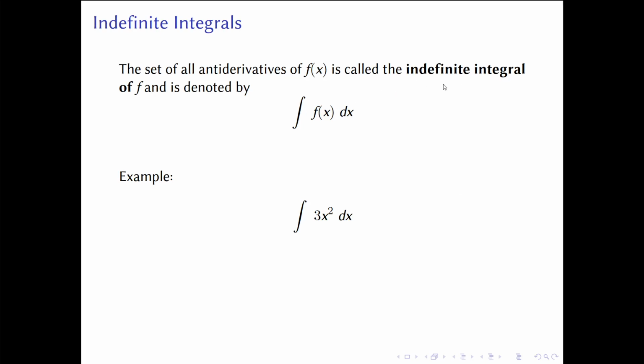And the indefinite integral of a function is the set of all antiderivatives. Okay, so that's all of them. All right, so a specific example of this, we might have this sign, which is called the integral sign, and then 3x squared. So this would be the set of all antiderivatives of the function 3x squared.